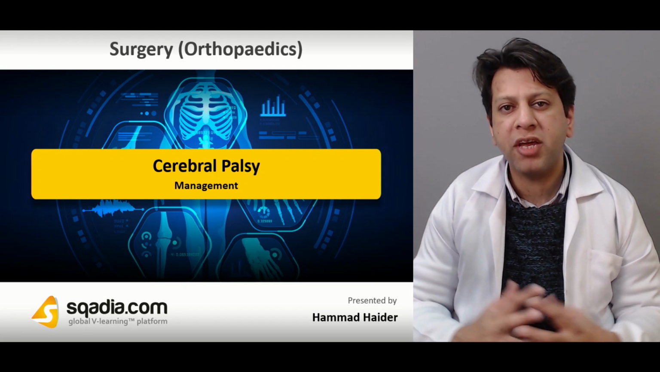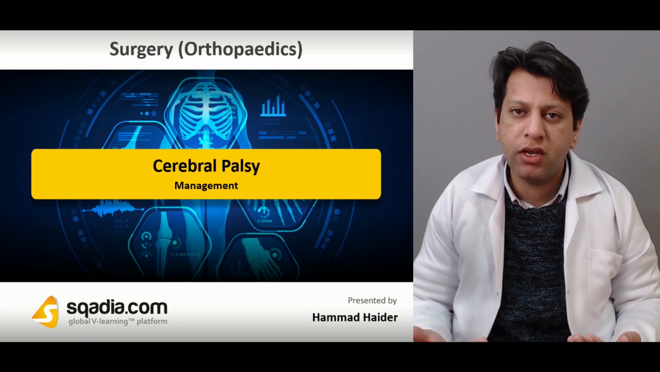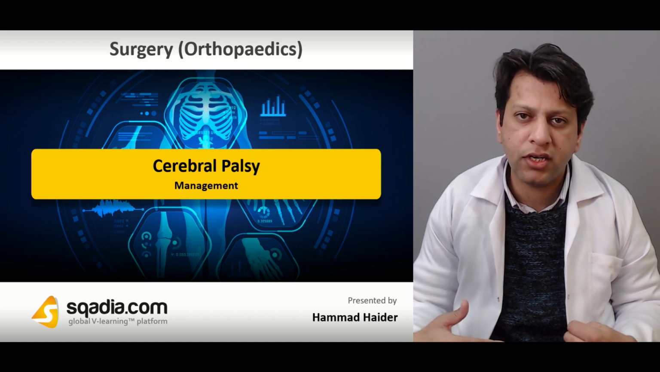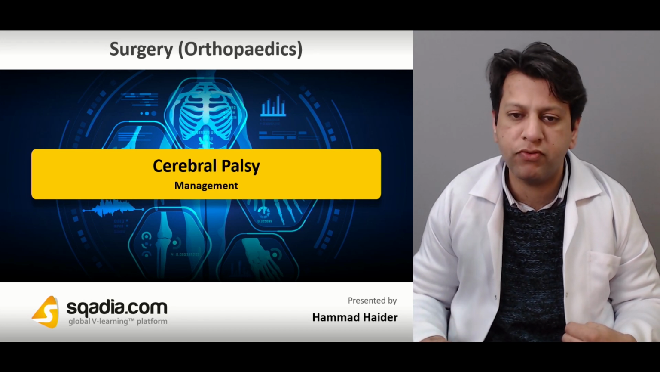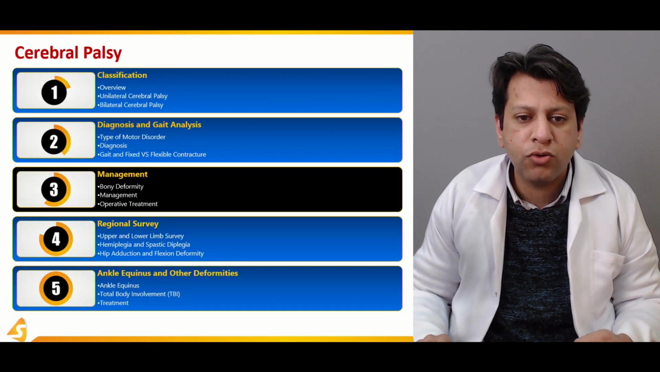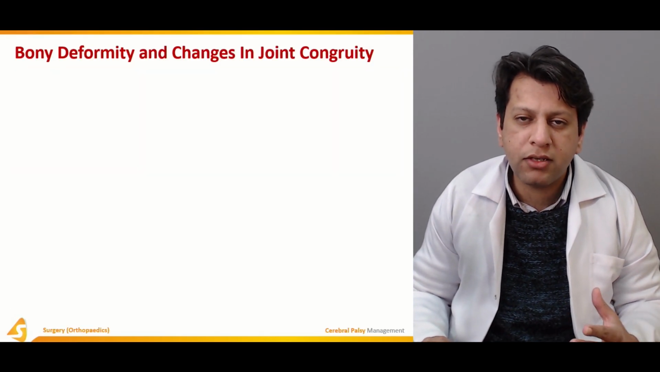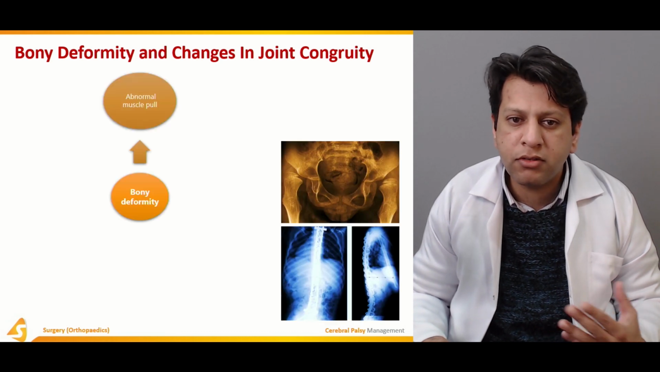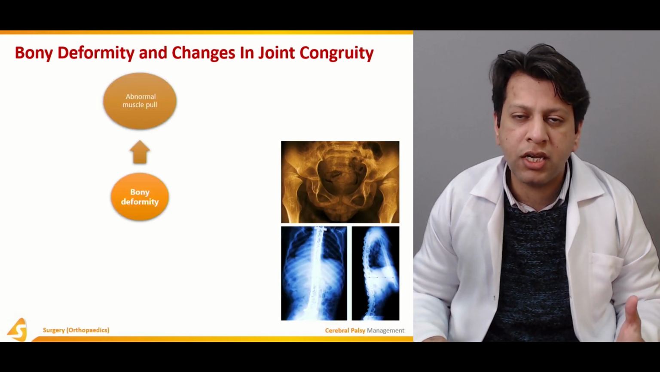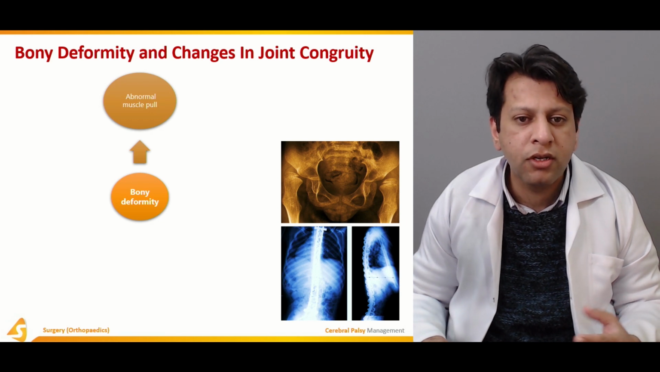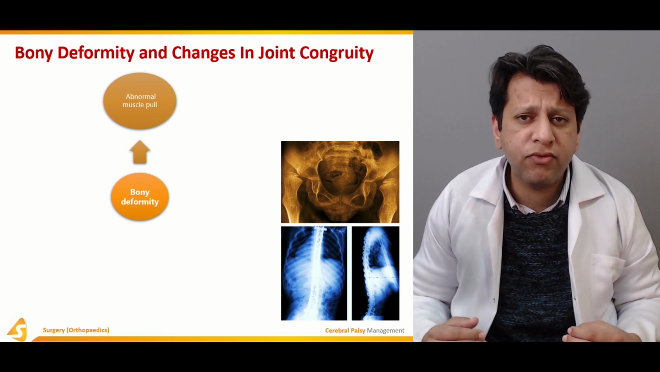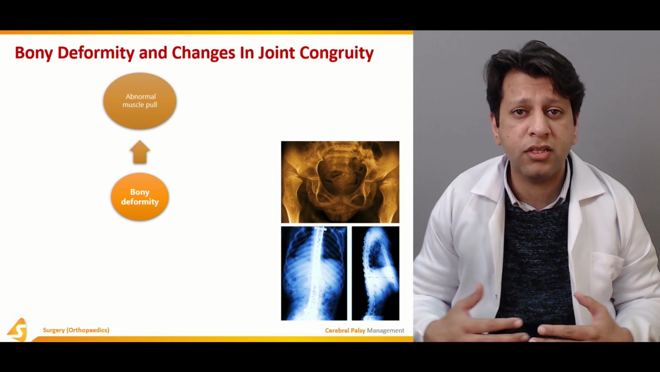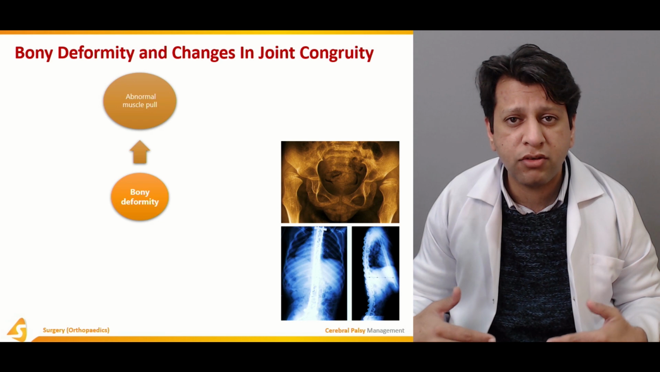Now coming on to the management. Once we have diagnosed this, we have taken the history, done the examination, done the different tests, then we can go for the management of the cerebral palsy. Before we start management, we have to define certain goals. For example, whether there's any bony abnormality present or not, what kind of muscular abnormalities are associated or not, whether there is any neurological chance of recovery or not.